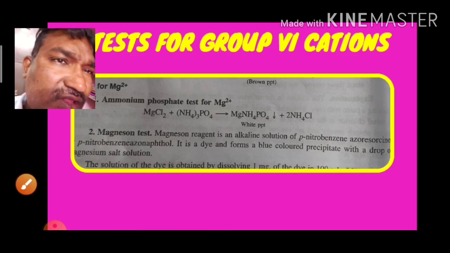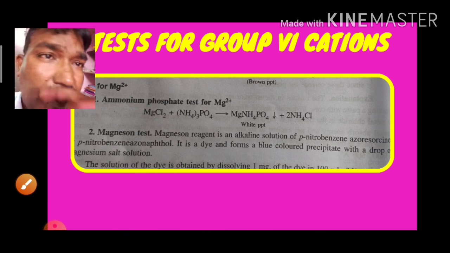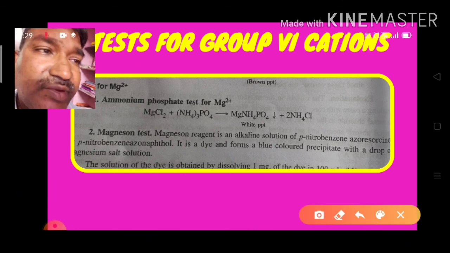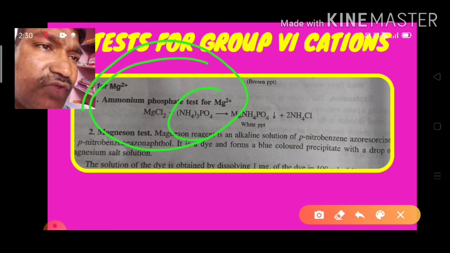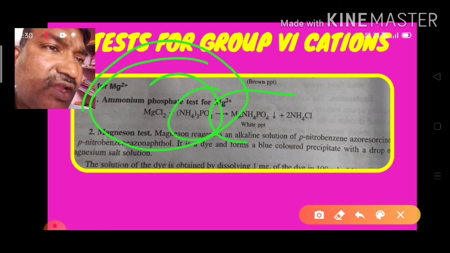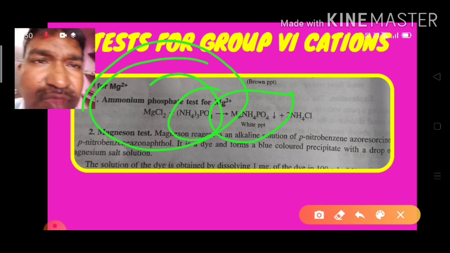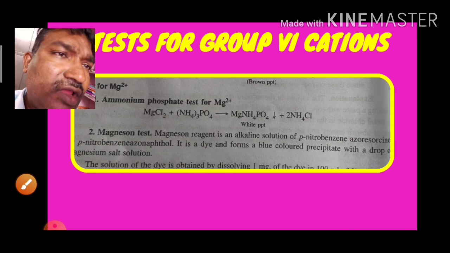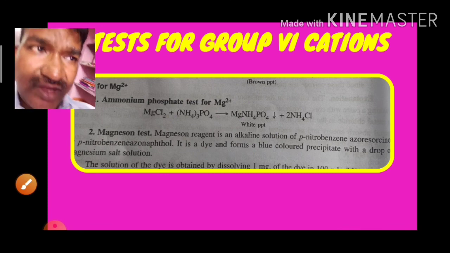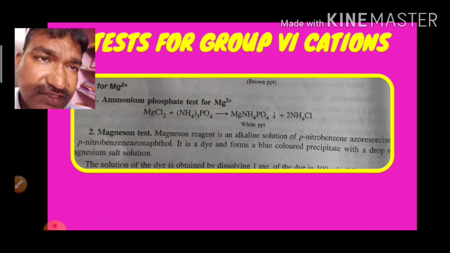And we go for the confirmation test for the magnesium ion. Magnesium ions can be identified by using the ammonium phosphate. Here we get a white color precipitate, that is known as the magnesium ammonium phosphate. Like that we can perform the different tests to identify the presence of the different cations.